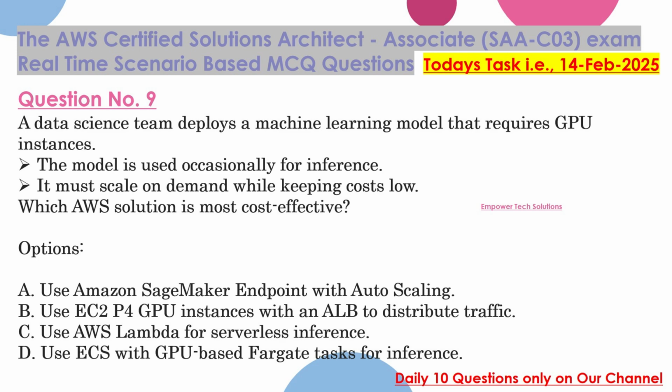Options: A. Use Amazon SageMaker endpoint with auto-scaling. B. Use EC2 P4 GPU instances with an ALB to distribute traffic. C. Use AWS Lambda for serverless inference. D. Use ECS with GPU-based Fargate tasks for inference.